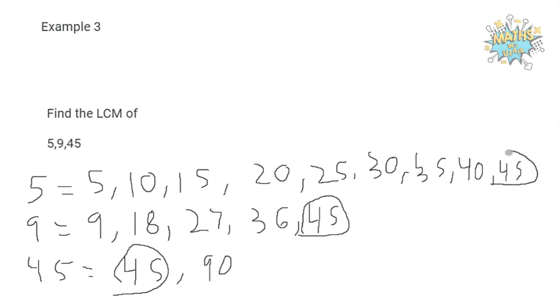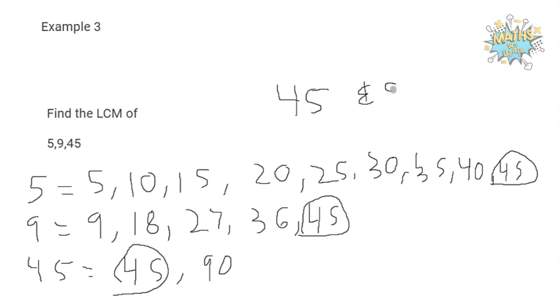And obviously, 90 appears in the 5 times table as well. And 9 times 10 is 90. And 45 times 2 is also 90. So we've got two numbers which are common in 5, 9, and 45.